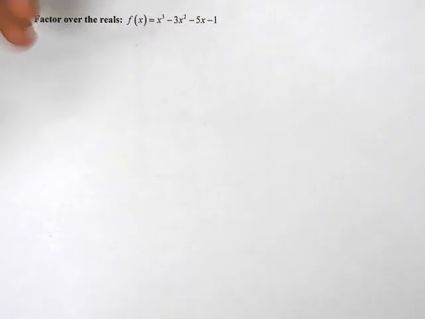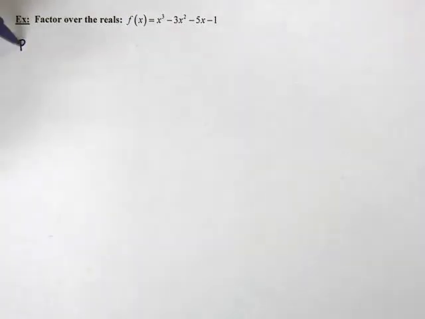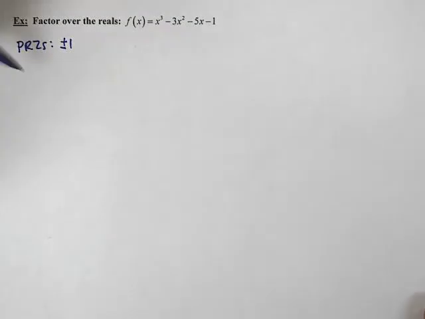Do I even need a list of PRZs here? I hope not. I have plus or minus 1 are my only factors of the constant. Plus or minus 1 are my only factors of the leading coefficient. So really, guys, my PRZs, I only have plus or minus 1. Short list. Easy work, right? We'll see.